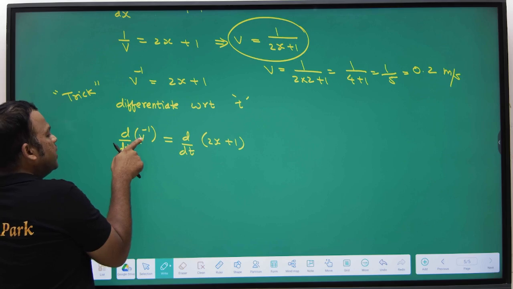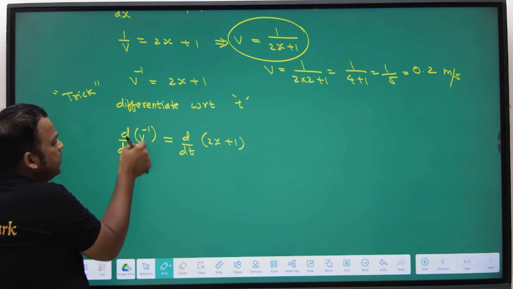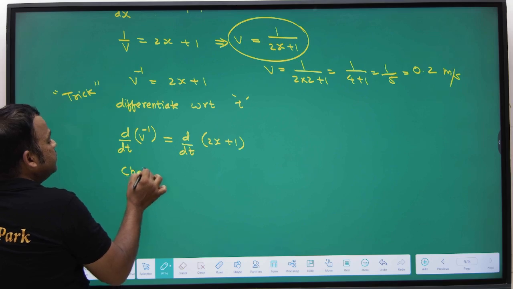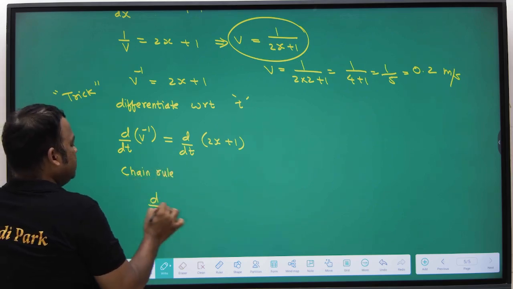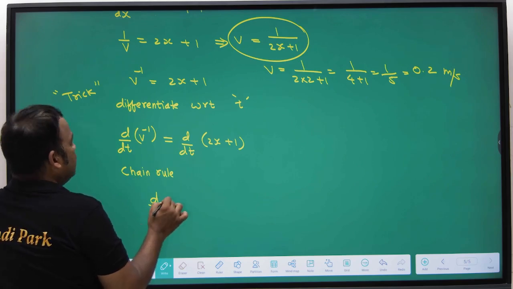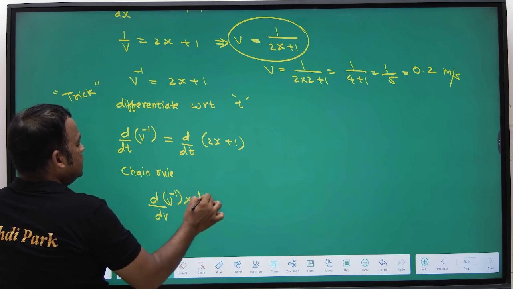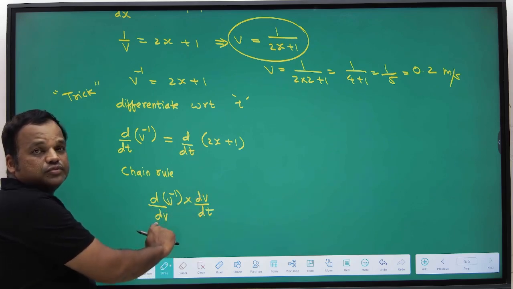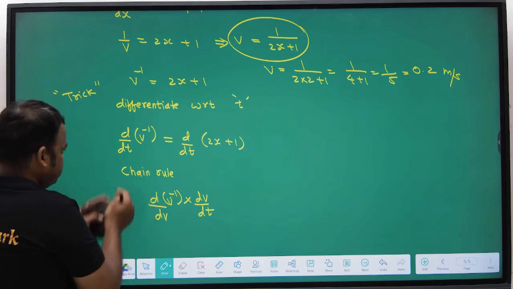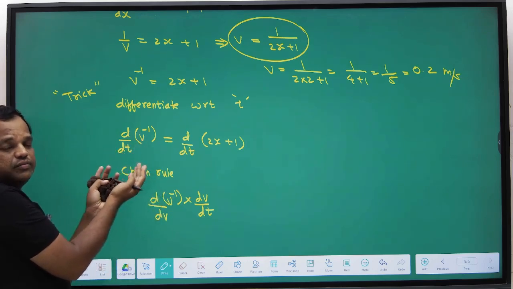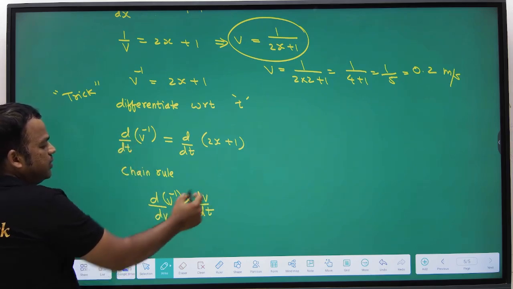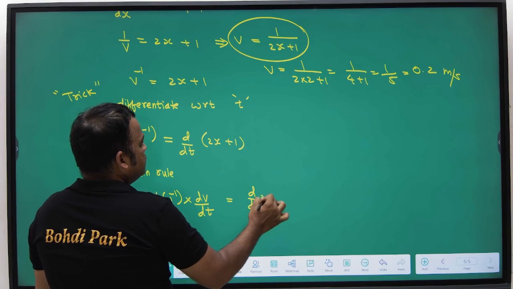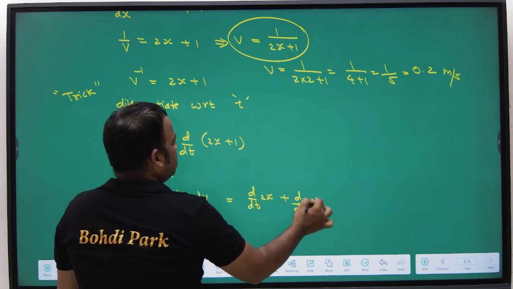Here the function has v. In the bracket we have v, but we are differentiating with respect to t. So we will use the chain rule here. So d by dv of v raised to minus 1 into dv by dt. So we are multiplying and dividing by dv. The term will be unchanged. Without changing the term, we are multiplying and dividing by dv. Now on the right side we get d by dt of 2x plus d by dt of 1.